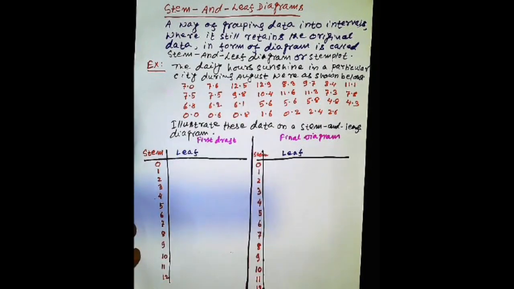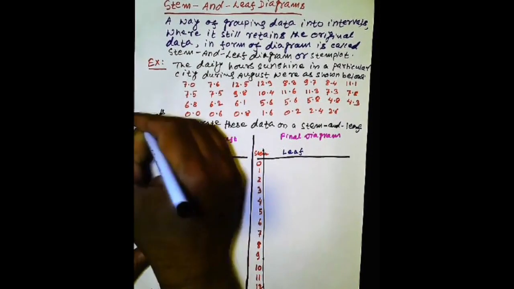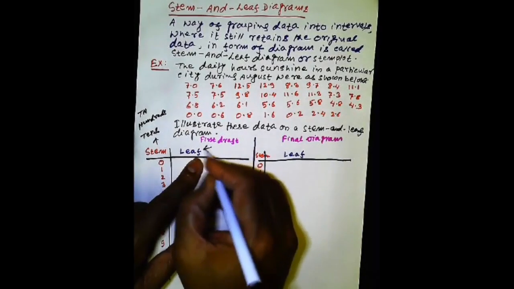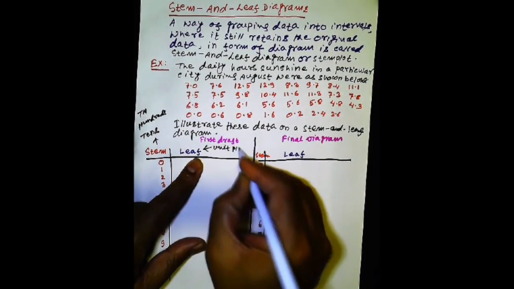So I have made this ready to explain how to draw the stem and leaf diagram. First of all, usually in the stem side, we take the values of tens, or also hundreds, thousands and so on. And in the leaf part, we usually take the unit place values.